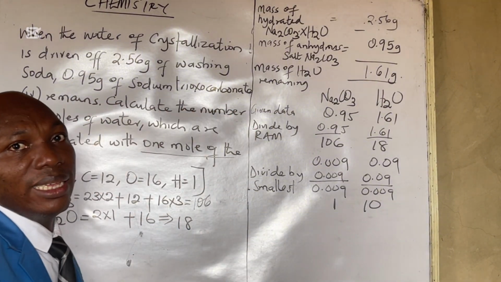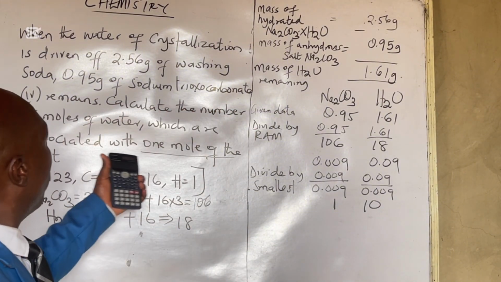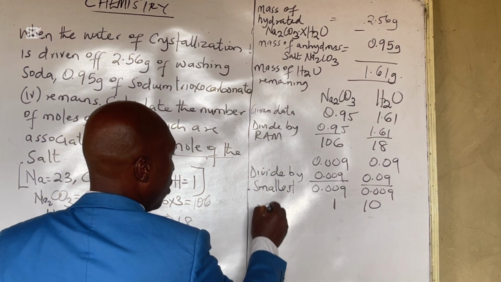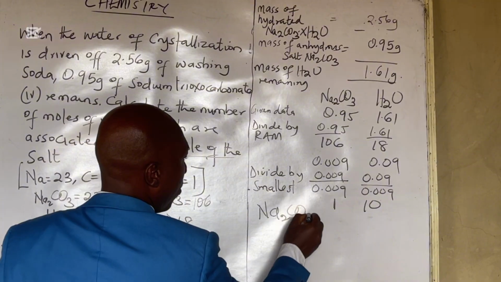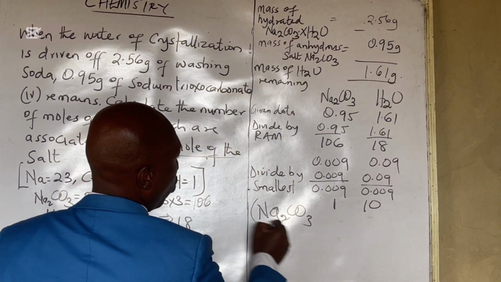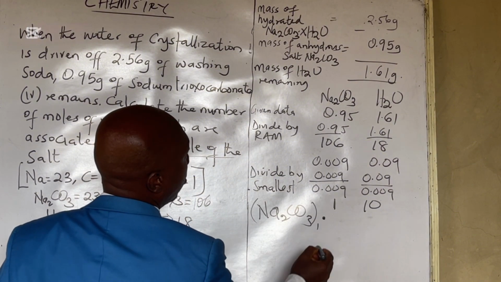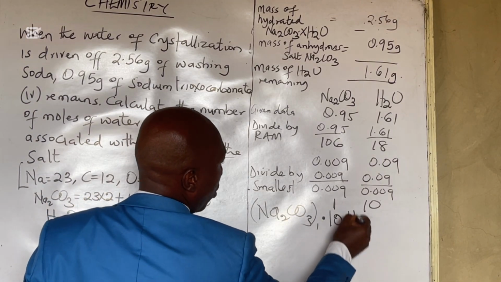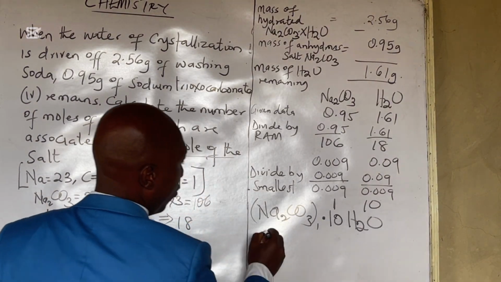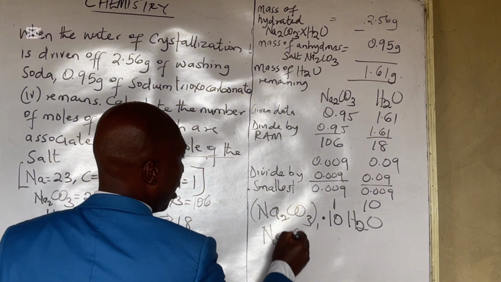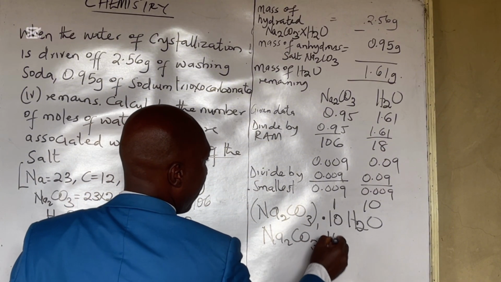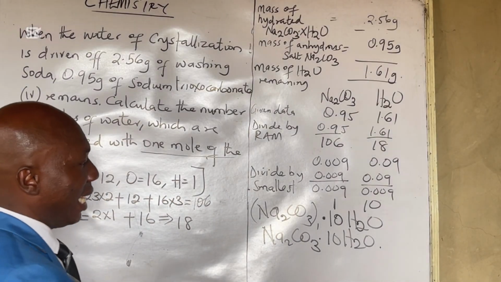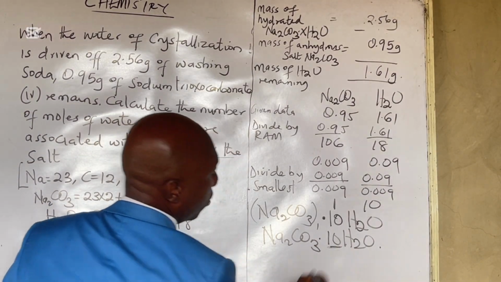So we want to write the number of moles of the salts. We have sodium carbonate having 1. Since it's water of crystallization, we have 10 water. So we write it very well. We have sodium carbonate decahydrate. So the number of moles of water associated with the salt is 10.